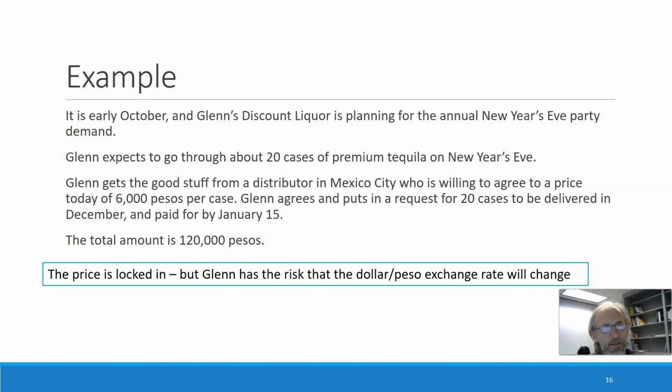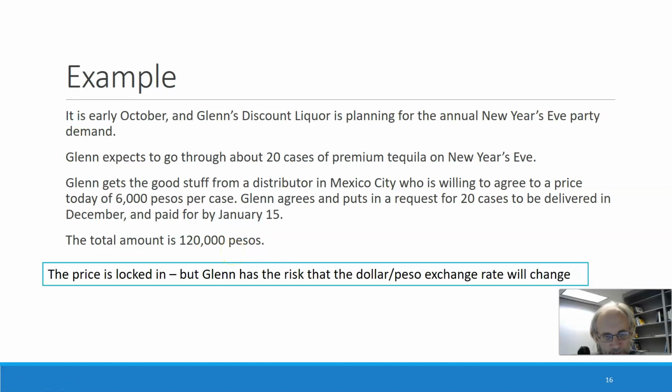So I've got an example here of a company buying some tequila from a distributor in Mexico City. And I made these numbers up. I have no idea what tequila costs per case, but just suppose it costs 6,000 pesos per case. And the request is to buy 20 cases to be delivered in December and paid by January 15th. So that all adds up to a total amount of 120,000 pesos.